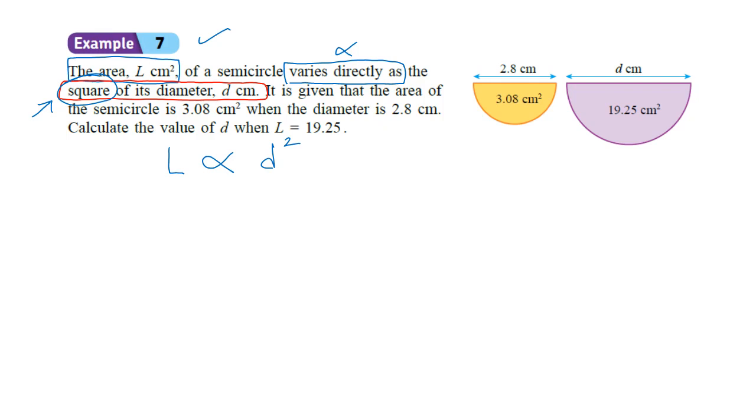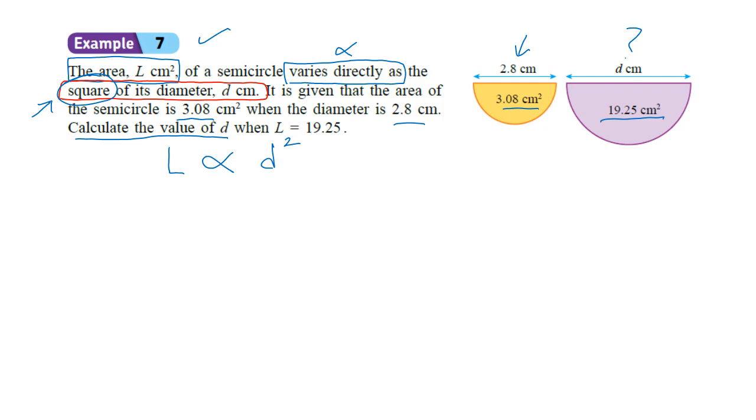It is given that the area of the semicircle is 3.08. So this is the area of the semicircle, 3.08, when the diameter is 2.8. The question is, calculate the value of D when your L is 19.25 cm square.